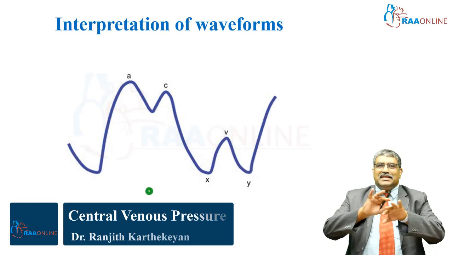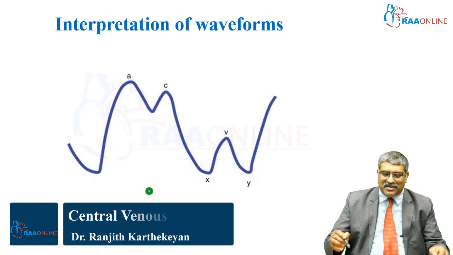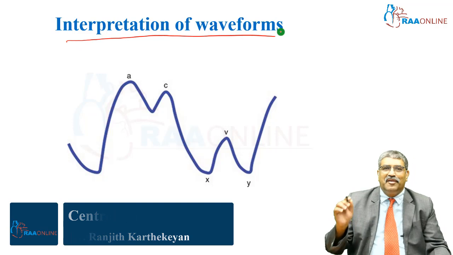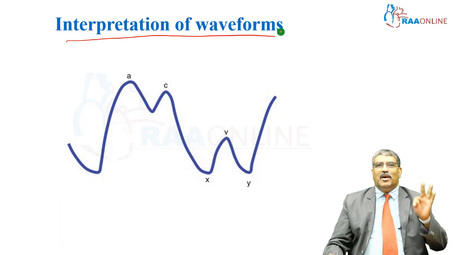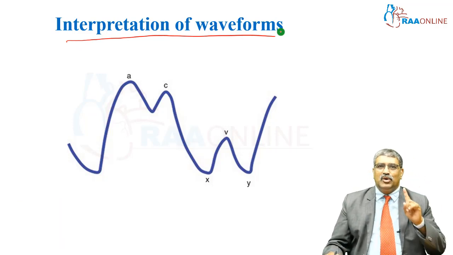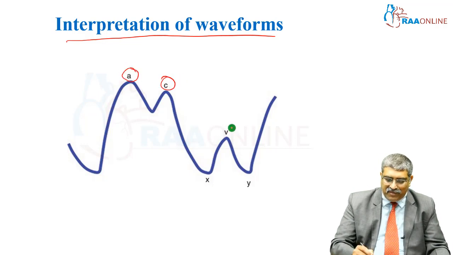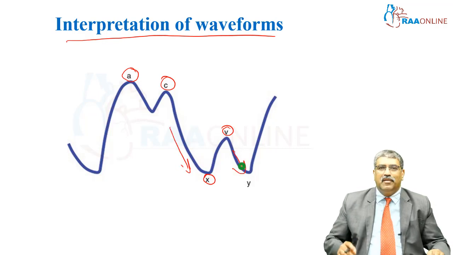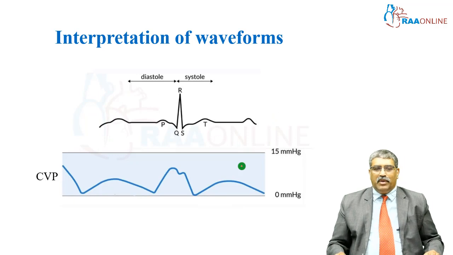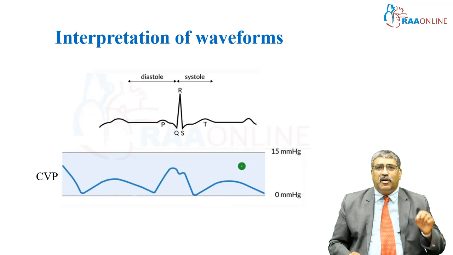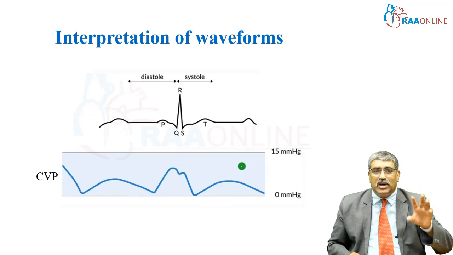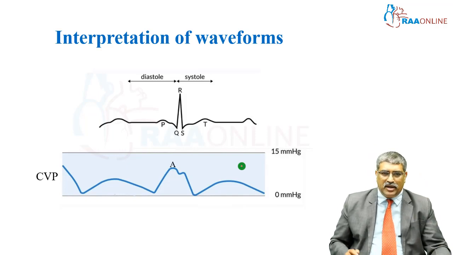Now coming to the second point of the lecture, which is the interpretation of waveform. Here you have 3 positive waves and 2 negative waves. The positive waves are the A wave, C wave and V wave, and the 2 negative waves are the X wave and the Y wave. Now coming to the waveform in relation to the QRS complex and systole and diastole.